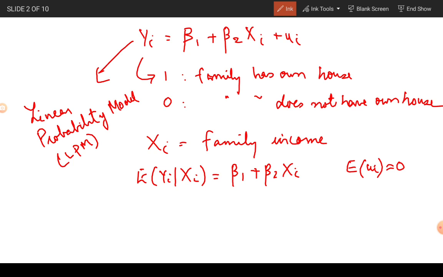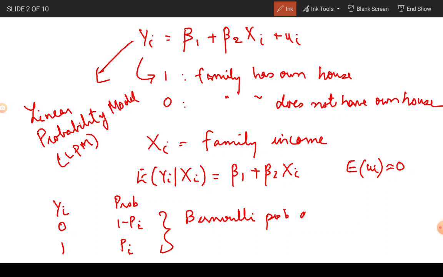Now, your observed yi can have two possible values. It can either be 0 or 1. So, if we say that pi is the probability of y being 1, then 1 minus pi is the probability of y taking the value of 0. If you observe this, the variable can have only two options. It can either be 0 or 1, and the probabilities associated with it are 1 minus pi and pi respectively. I hope that you recognize this as a Bernoulli probability distribution.